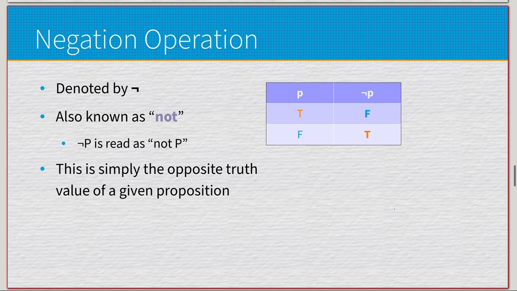And negation is very, very easy. It's also known as not. You might have seen this more like an exclamation mark, like bang or something like that. But essentially, it is just going to give you the opposite truth value. So if we put in true, you get false. If you put in false, you get true.